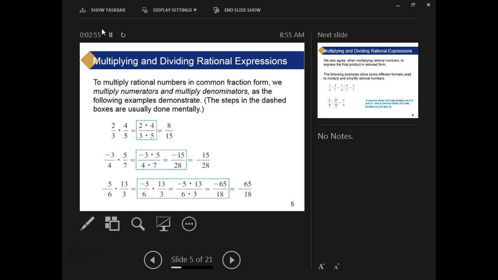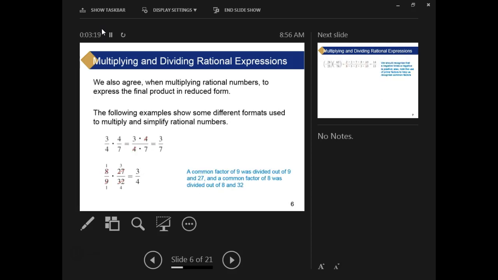Negative 15 over 28. Got it. Okay, how about this one? Negative 65 over 18. Look at you. You all look good. Any questions? Pretty simple, huh?